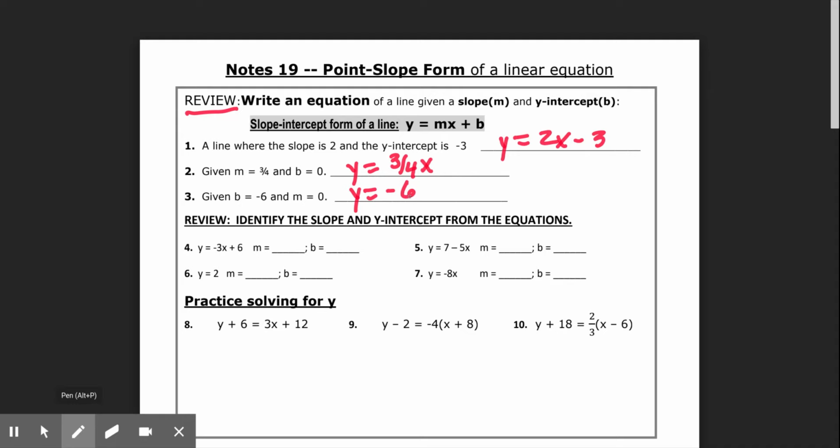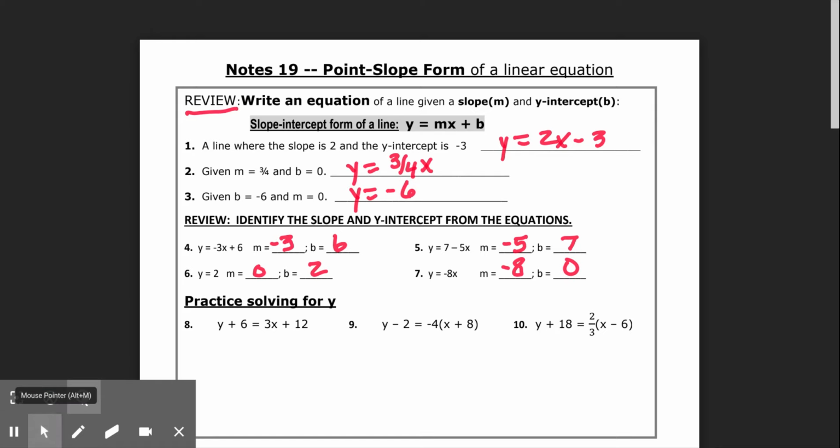And then on 4 through 7, it says identify the slope and y-intercept from the equations. So your m is the number in front of x, which would be -3. Your b is the number by itself, which would be 6. Number 5, your m is -5. Remember, look at the sign in front of the number, and then your b is 7. Number 6, you don't have a slope, 0, and your b is 2. Number 7, your slope is -8, and your b is 0.